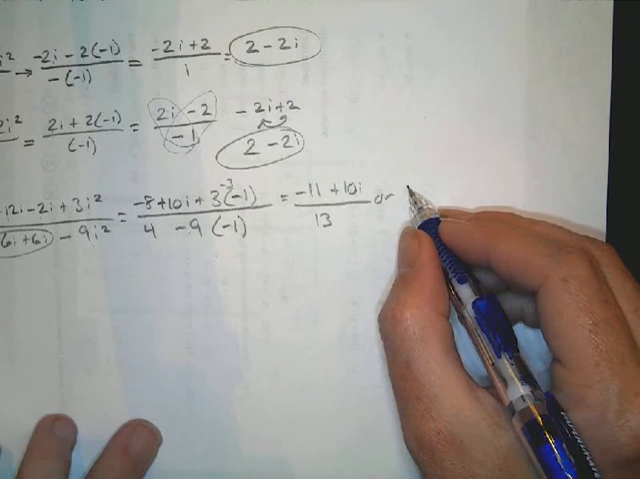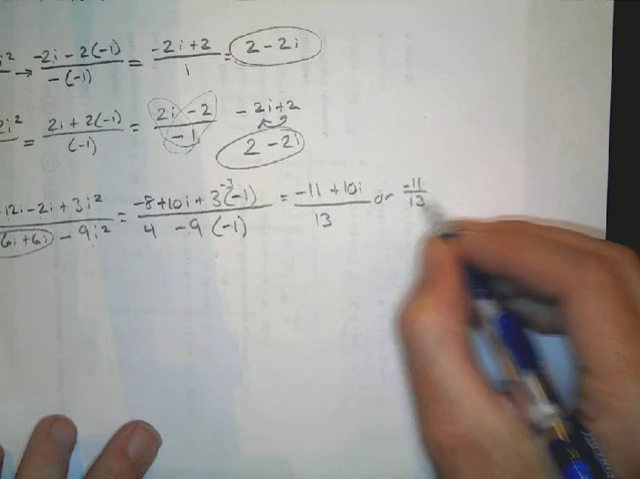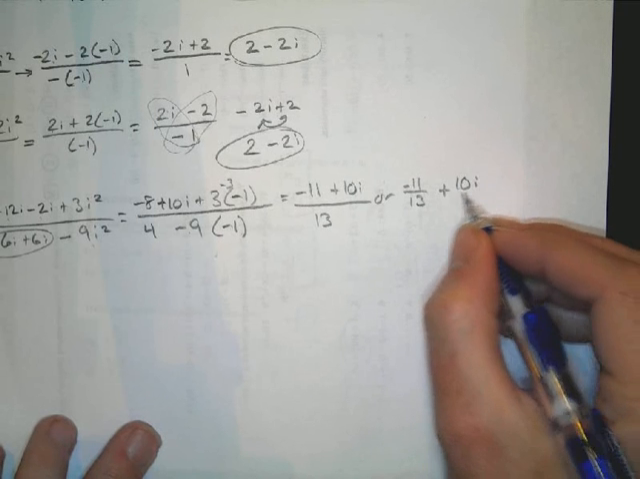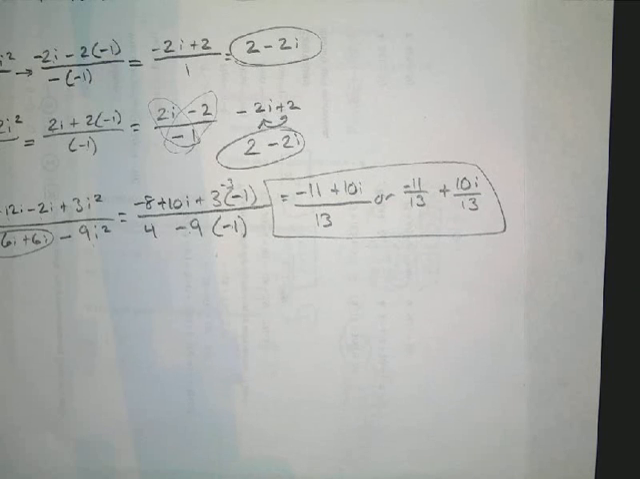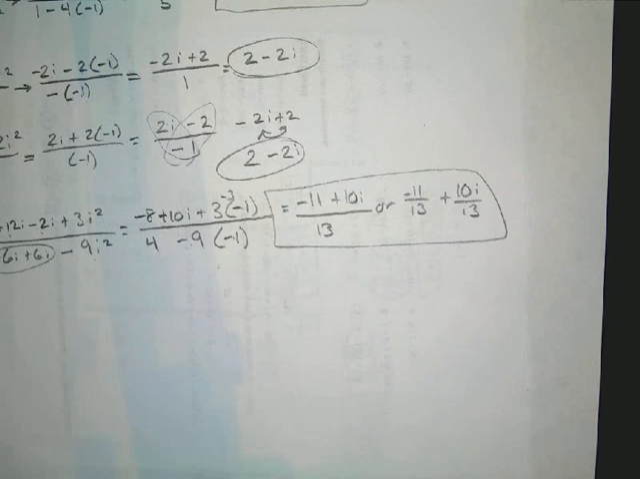So again, I could leave it like that potentially, or I could write this as negative 11 over 13 plus 10i over 13. Either way is acceptable with me, but I'm not your teacher. So see what they want you to do.